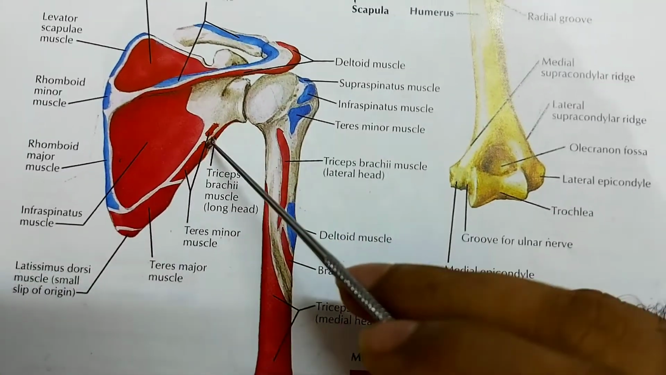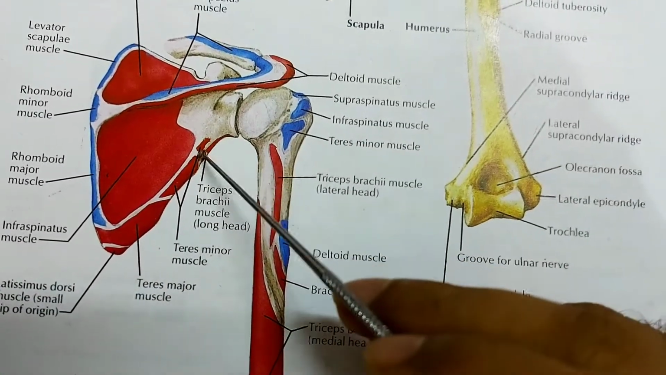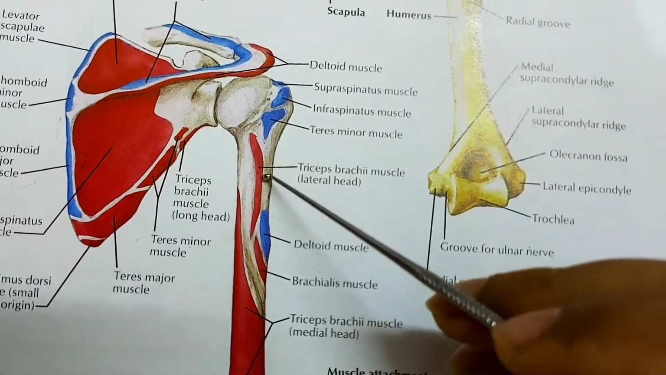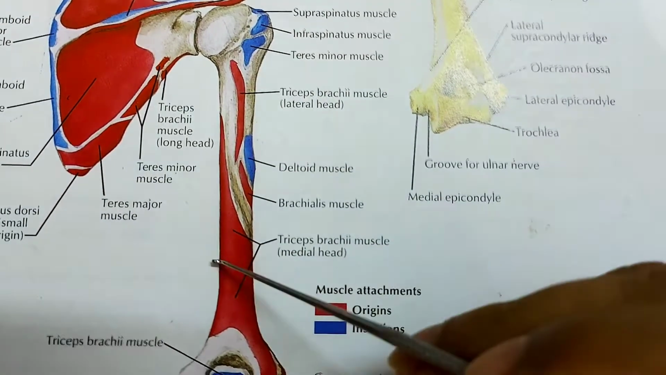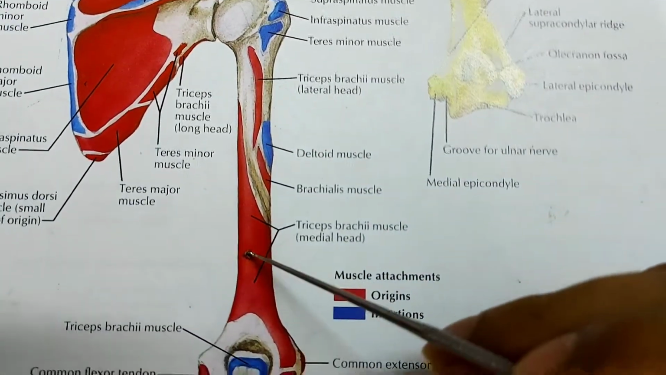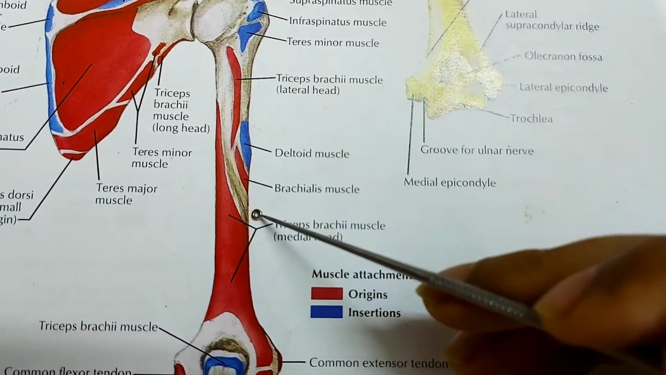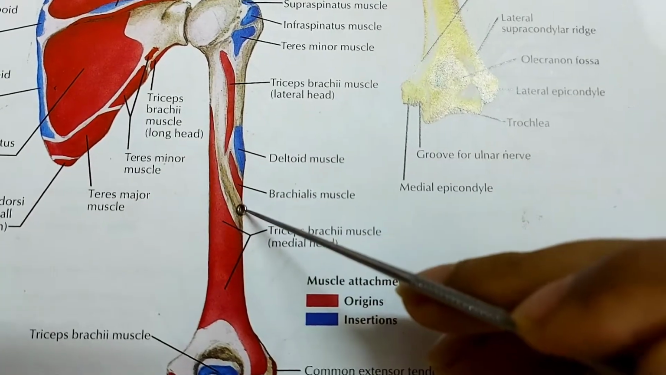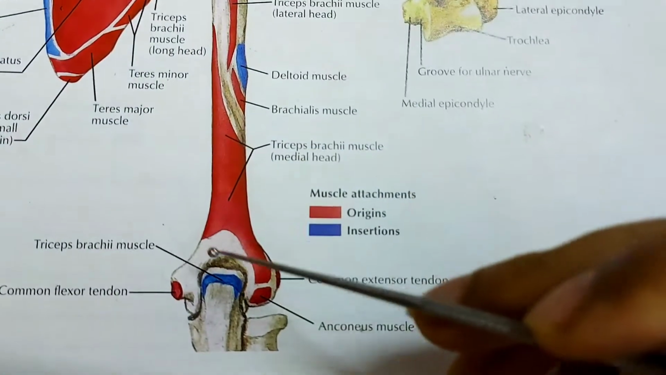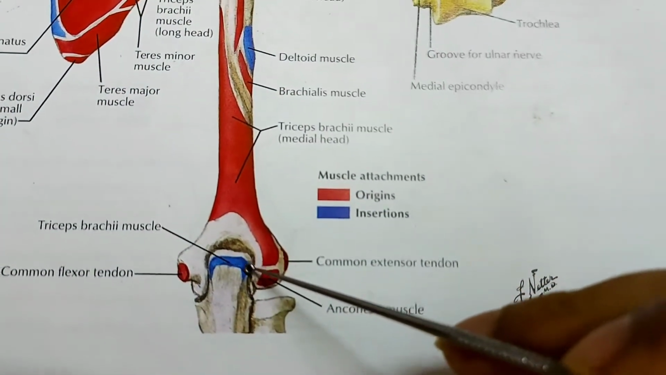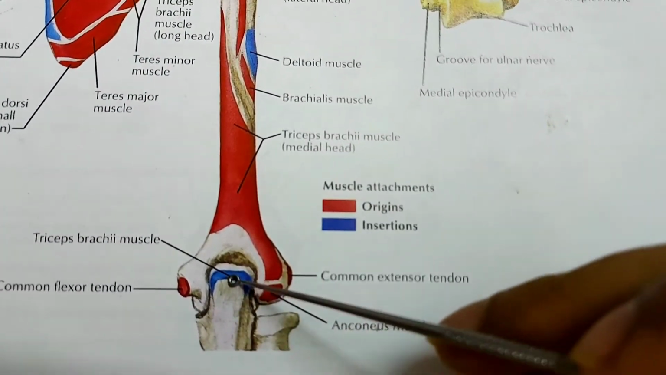This muscle originates from the scapula, in the infraglenoid part, and from this part of the humerus and this part of the humerus. In between these two heads, this is the lateral head, this is the medial head, there is a groove. This groove is known as the radial groove or the spiral groove. After originating from these areas, this bulky muscle inserts in this part of the olecranon process of the ulna.